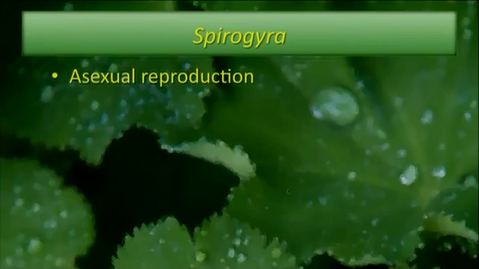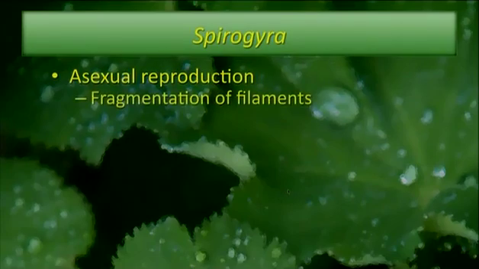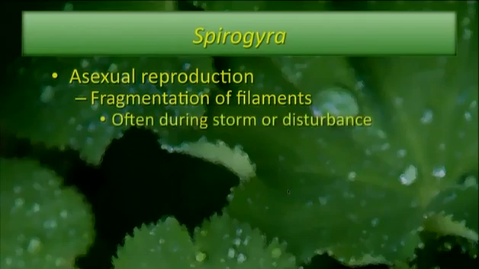So asexual reproduction in Spirogyra: actually they do not produce zoospores or other cells with flagella, but they have only fragmentation of filaments. That means the filaments are broken up and form new algae from them. Sort of like some plants, if you cut them up and throw them away, they'll actually regenerate and grow new plants. You end up with more plants than you started with. You know, if you have a compost heap and they start growing in there. So often this happens during storms or disturbance of some kind when the filaments fragment.